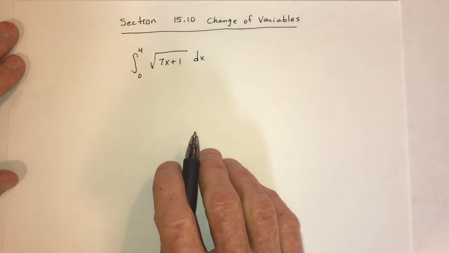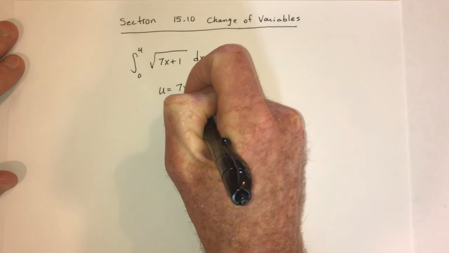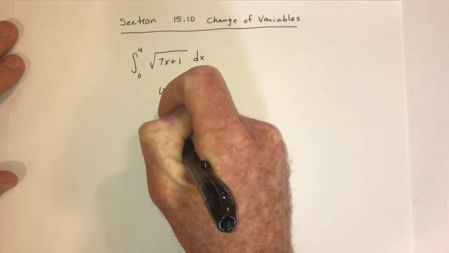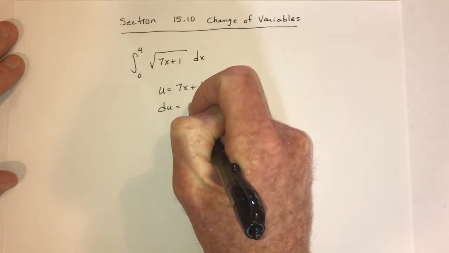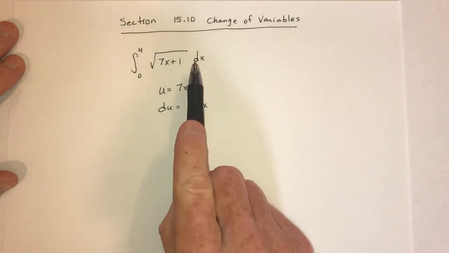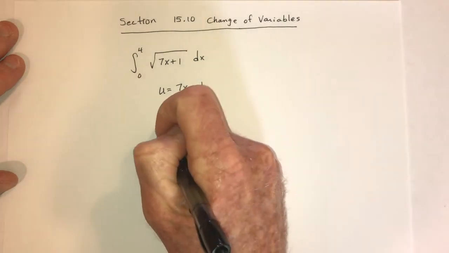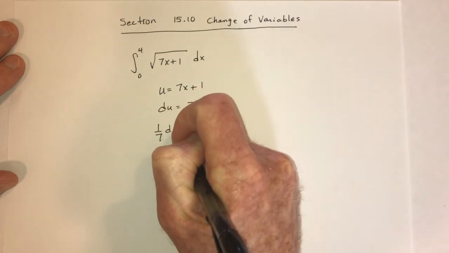And then we decide to use u substitution, so let u equal the inside part and take the derivative. So that would be 7 dx. So then we need to find out what dx is equal to. So multiply both sides by 1/7.